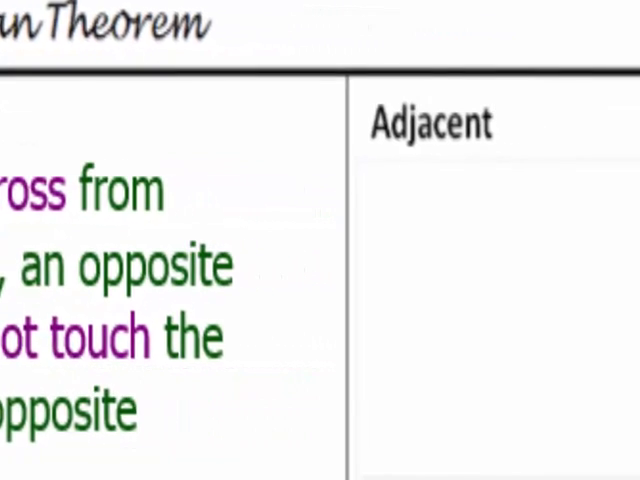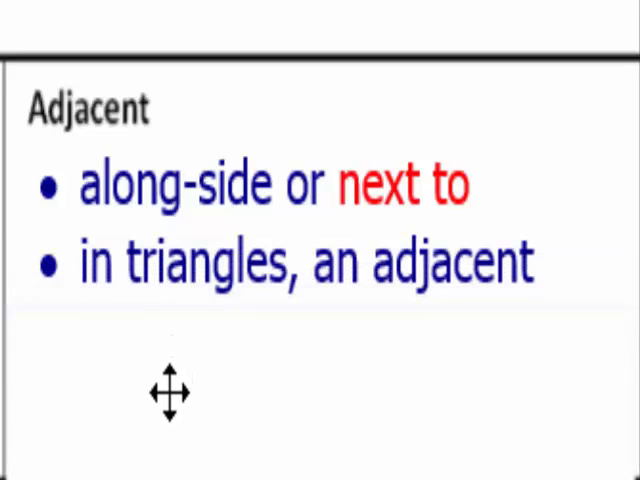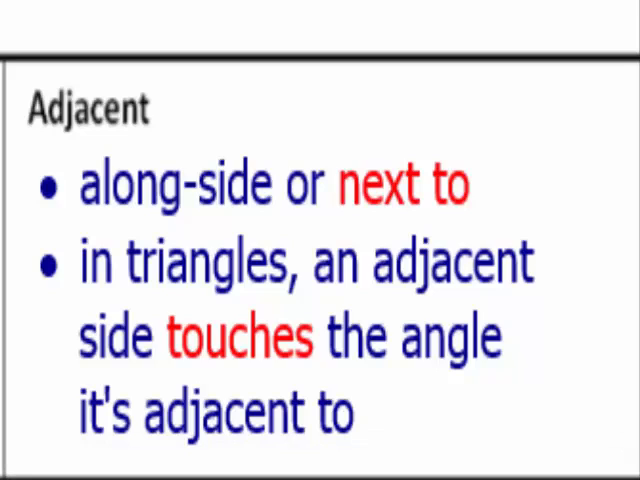Our next vocabulary word is adjacent, and adjacent is really the opposite of opposite. Adjacent means next to or alongside. The person you are sitting next to right now, you are adjacent to that person. And in triangles, an adjacent side does touch, runs into the angle that it's adjacent to.